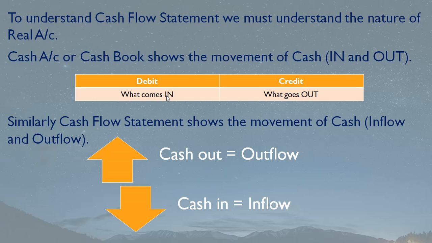Similarly, the cash flow statement also shows the movement of cash. There are two types of flows: one is inflow and the other is outflow. What do you mean by inflow? Whenever the cash comes in, that is your inflow, and whenever the cash goes out, that is your outflow.